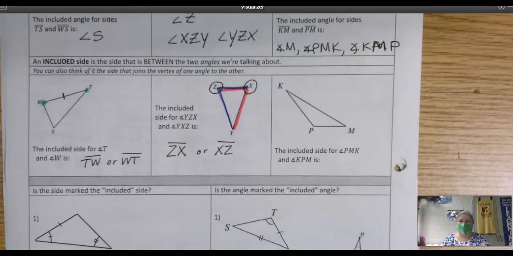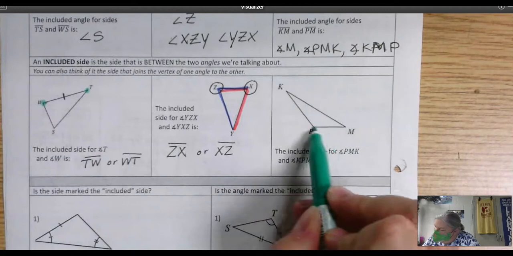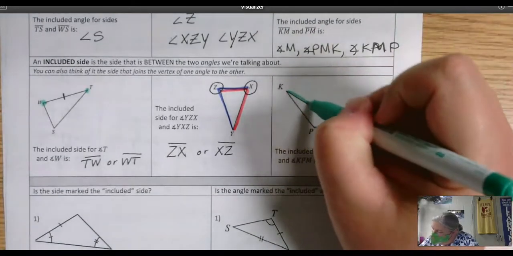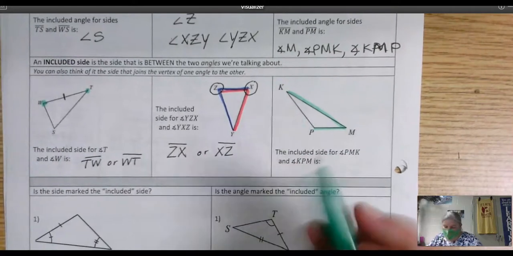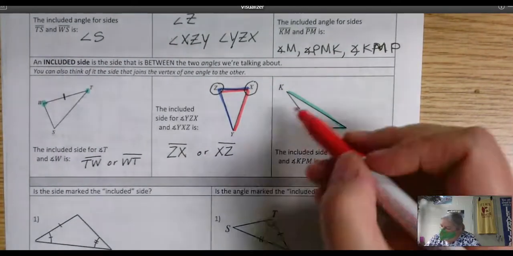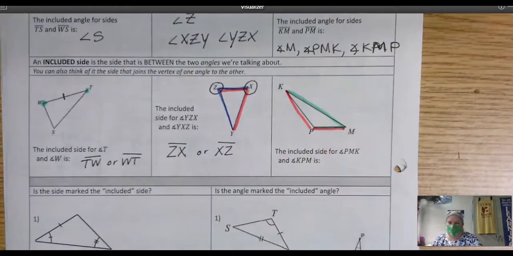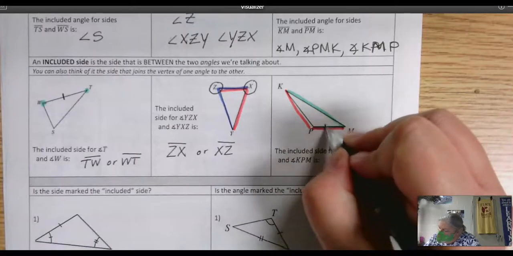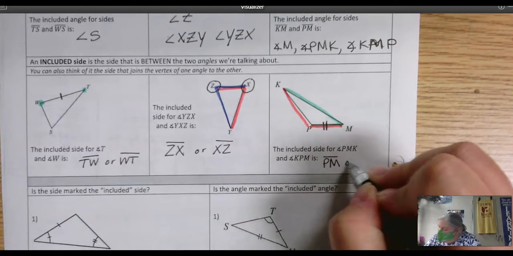Go ahead and try the third one. You might want to pause the video. Okay, the included side for PMK, that's this angle right here, PMK, and KPM. Let's make that red, KPM. Which side did I trace twice? It's the one that doesn't look really green or red. It's kind of brownish. This side right here, side PM or MP.